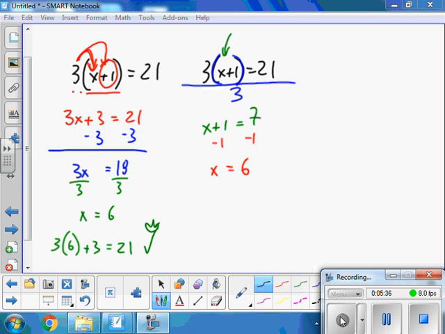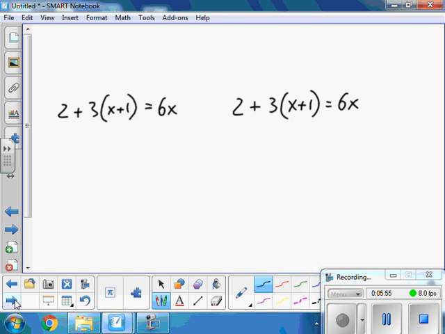Notice we end up with the same thing. Same answer both ways. Both of these ways work, you can do either one or both. The first one I distributed out and then did my undoing. And the second one, I noticed that this 3 and this 21 have something in common, and I worked them out that way.